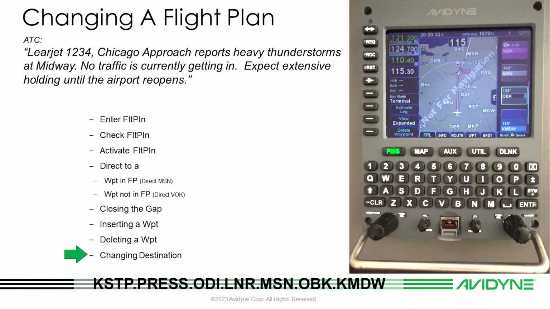For our final scenario in this lesson, ATC calls, Learjet 1234. Chicago approach reports heavy thunderstorms at Midway. No traffic is currently getting in. Expect extensive holding until the airport reopens. We decide instead we will divert to Janesville and wait it out on the ground.